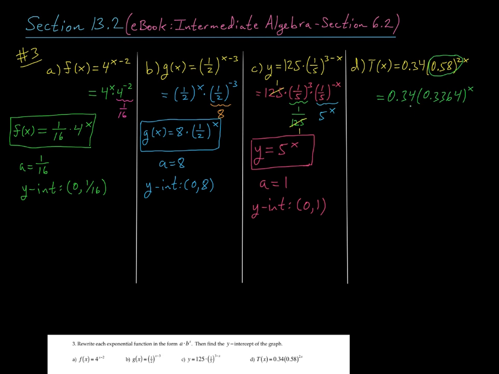And so now, right, that's really it. This is in that form, a times b to the x power, and our a value is the 0.34, so the y-intercept then would just be 0, 0.34.